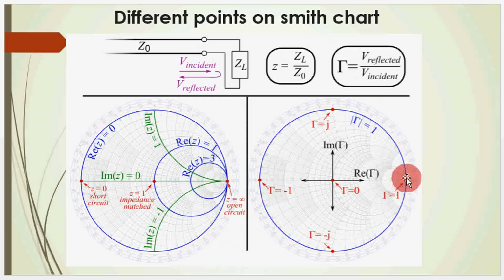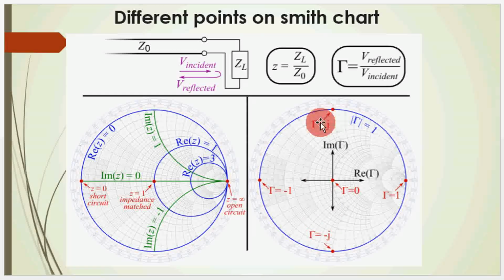At this open circuit point, the reflection coefficient gamma is 1, and at the short circuit point the reflection coefficient is -1. Here the reflection coefficient gamma is j, and here the reflection coefficient gamma is -j. In these two cases, the mod of gamma is 1, but the phase in one case is 90 degrees and in the other case is -90 degrees.